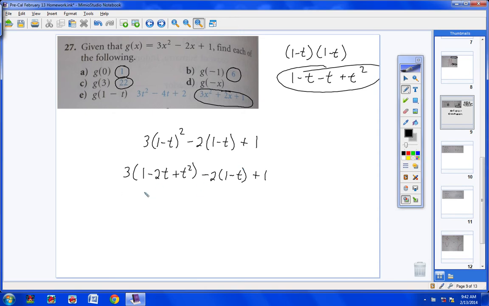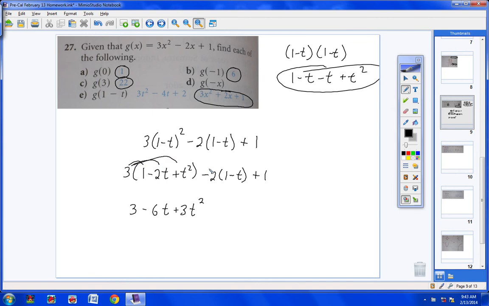Alright, let's go ahead now and simplify our first parentheses, multiply a 3 through. 3 times 1 is 3, 3 times negative 2 is negative 6t, and 3 times t squared is 3t squared. I multiply the 3 through the parentheses.